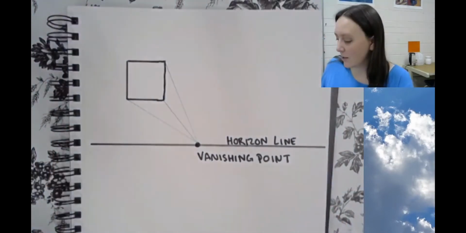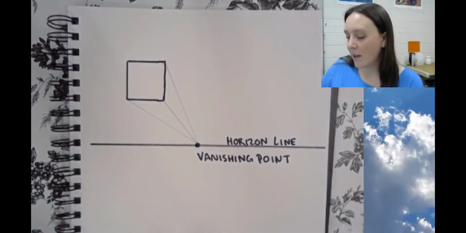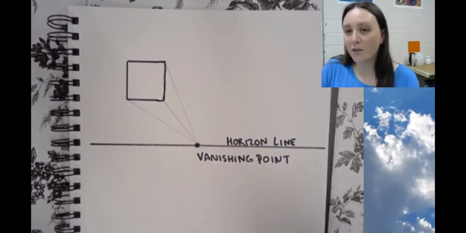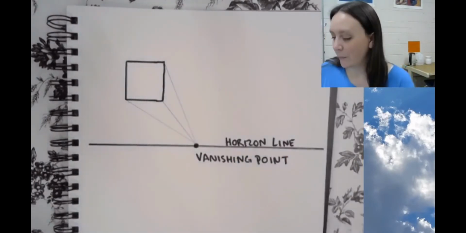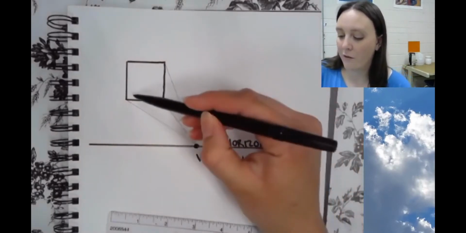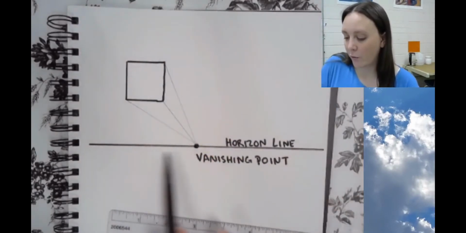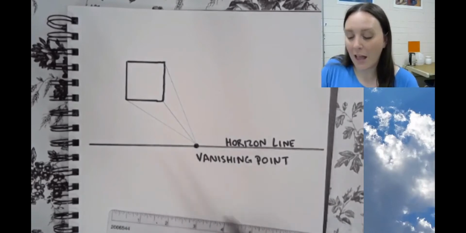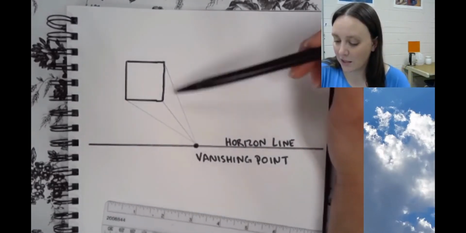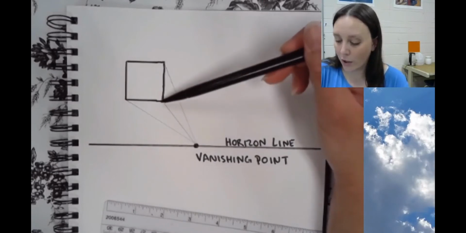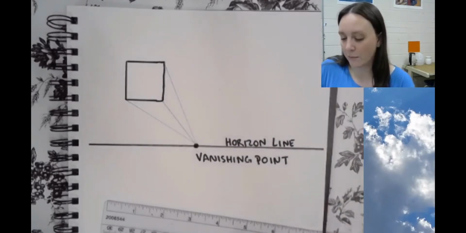So I did that part in pencil because we are going to have to erase, and I'm doing it in marker so you can see it. However, I can't erase marker. So we have our square, we have our horizon line, our vanishing point, and we connected these three corners to our vanishing point.